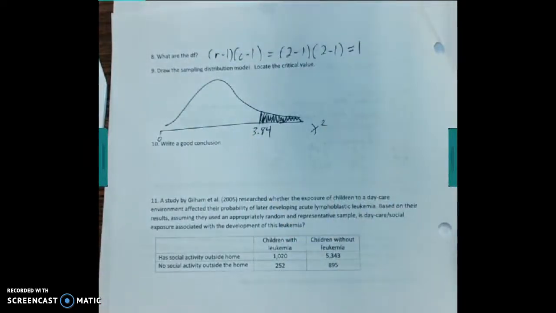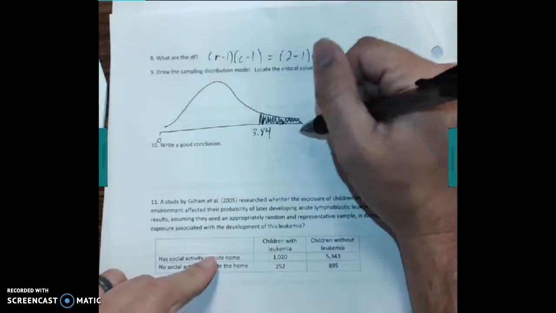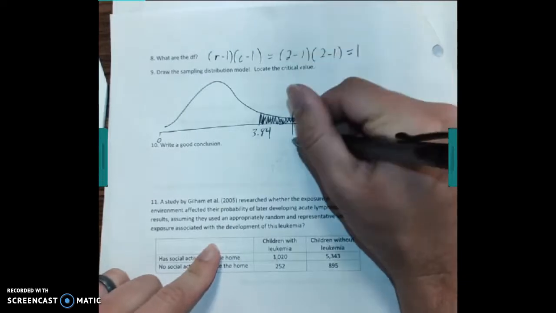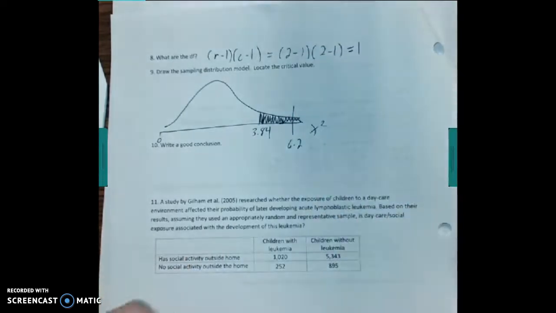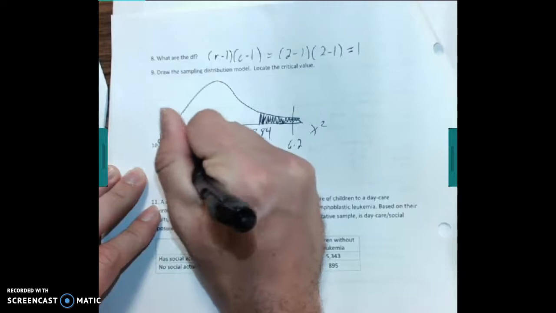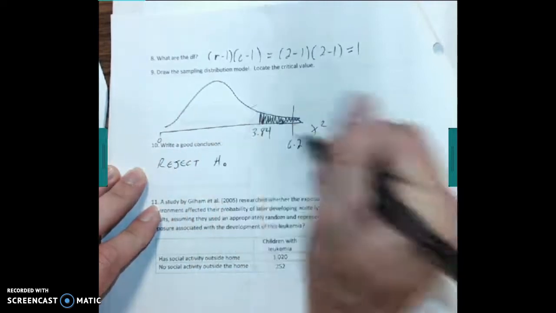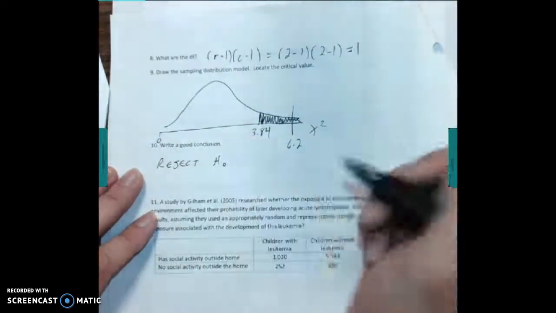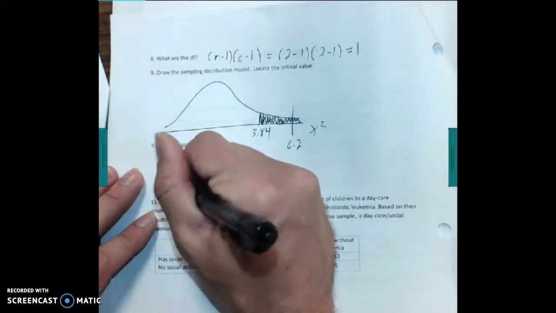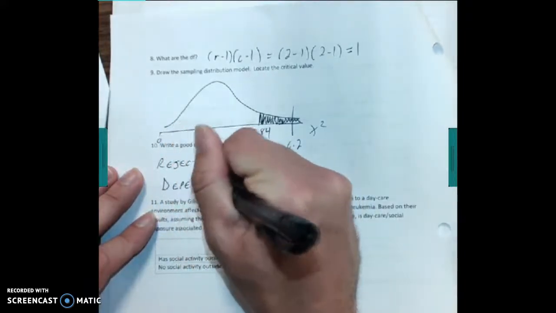And so my chi-square critical is 3.84, which would tell me that since my chi-square statistic at 6.2 is inside the critical region, I'm going to reject the null hypothesis, which means that the two variables are dependent, or not independent.